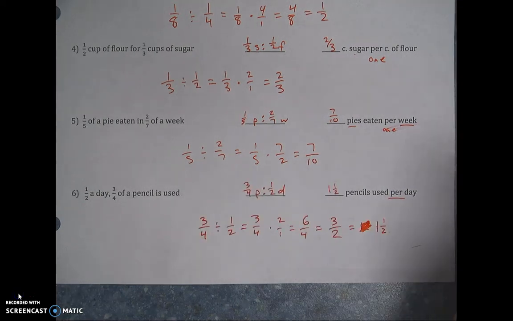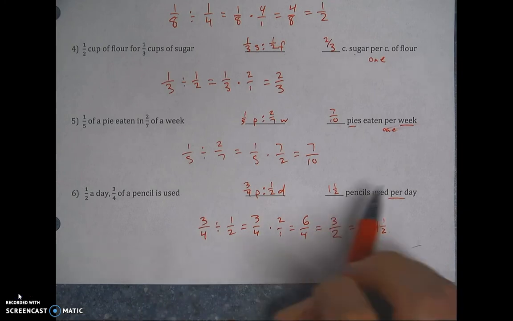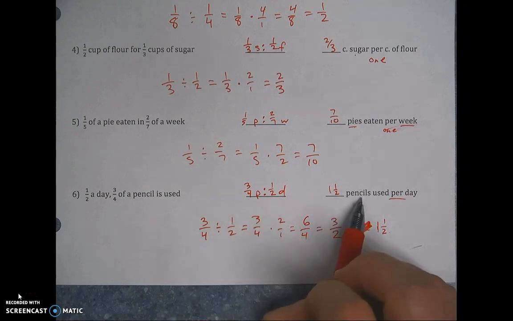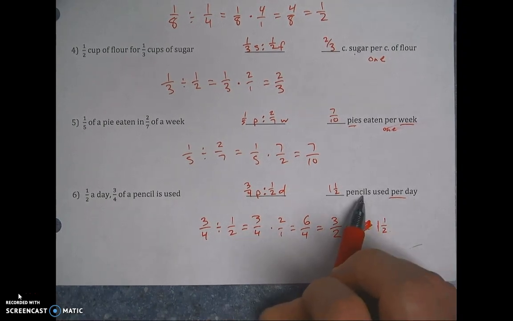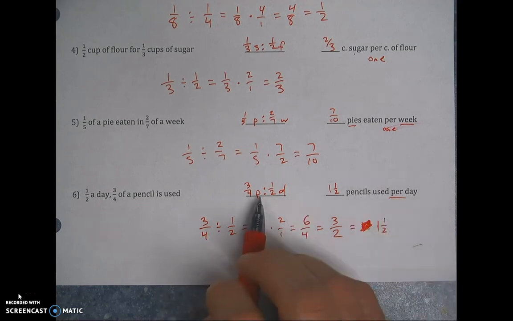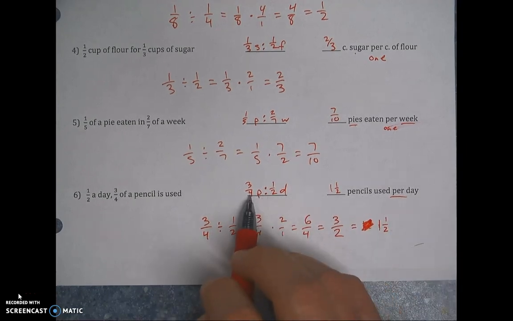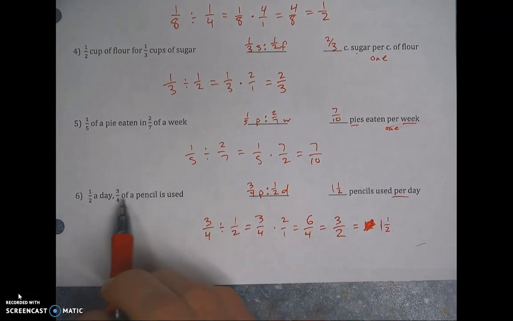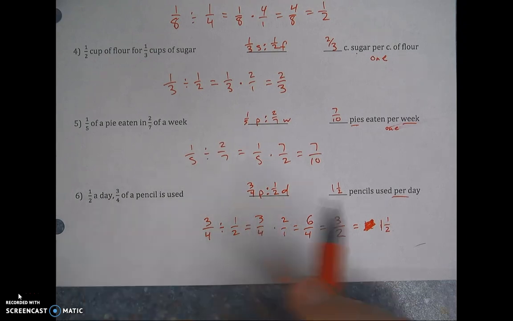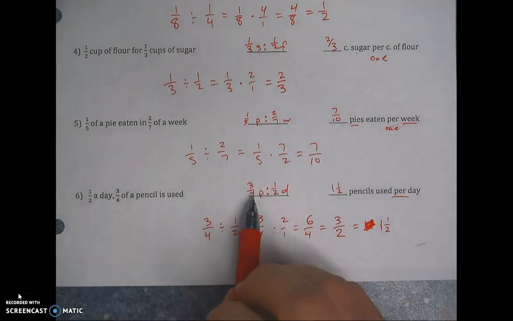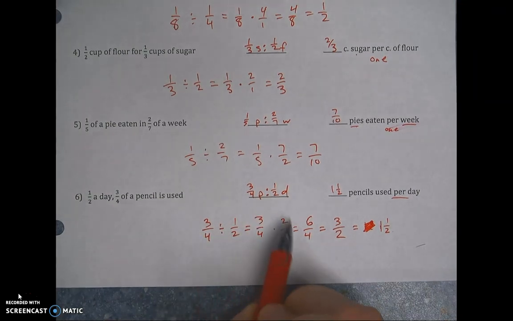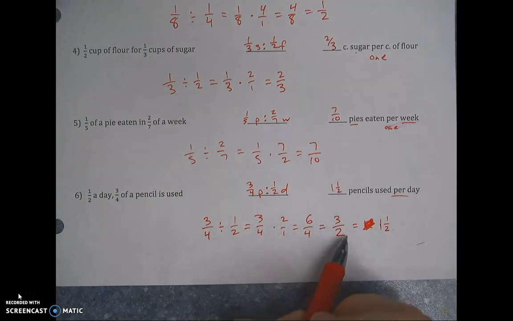Okay, so checking your answers now. When I set this up, I decided, based on this information, to put pencils first and then days because it said pencils per day. So how many pencils are used in one day? So I'm going to take the pencils and divide it by the days. So I matched up the information. 3/4 goes with pencil, and then half goes with the day. So if 3/4 of a pencil is used up after half a day, how many pencils are you going to go through in one day? So all you have to do is divide in this order. So 3/4 divided by 1/2. So I flip, multiply, get 6/4, which divide by 2, you get 3/2.